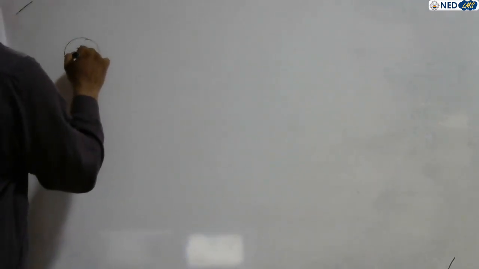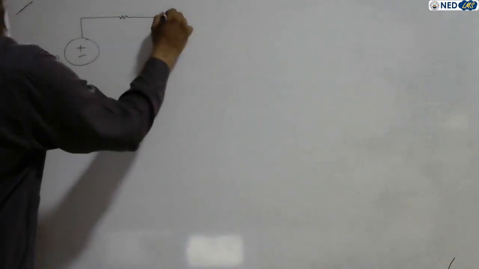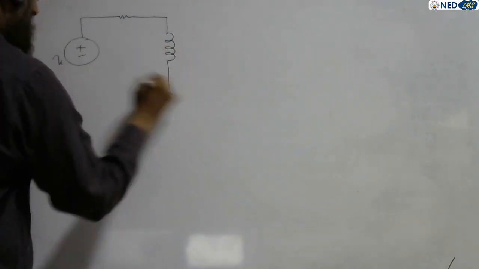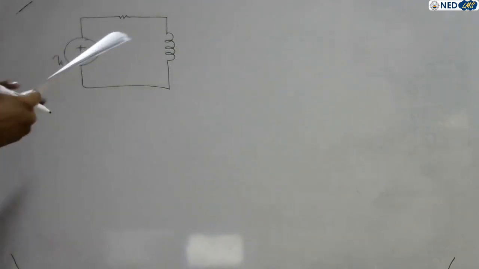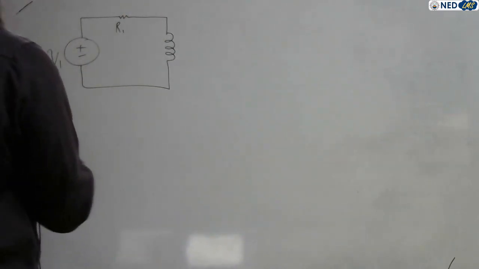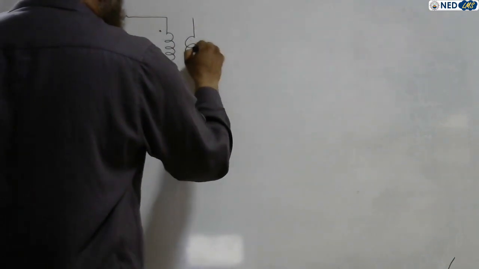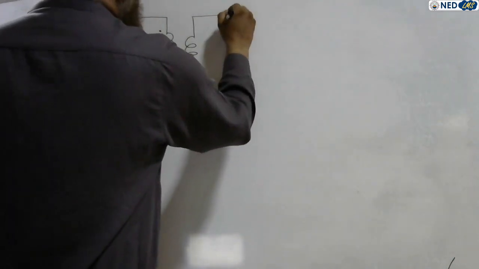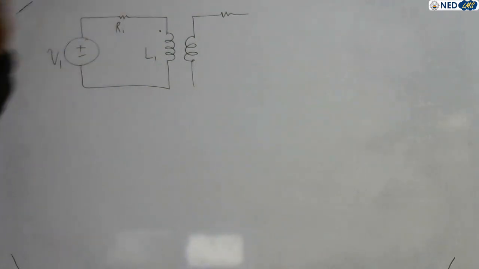Now consider a practical circuit. For example, a circuit having an AC supply V1, right? And a resistance is connected, and a coil is connected, and it forms a closed loop. What is a mesh? A mesh, or closed loop, right? So this one is resistance R1, this one is supply voltage V1, and this one is inductance L1. I put the dot over here, and the secondary coil. Actually, this resistance is the internal resistance of the coil. It was hidden before, now it is shown to you.